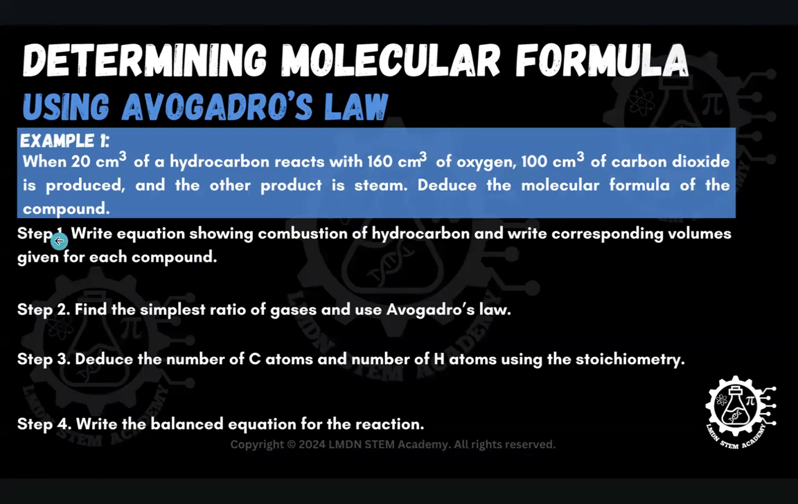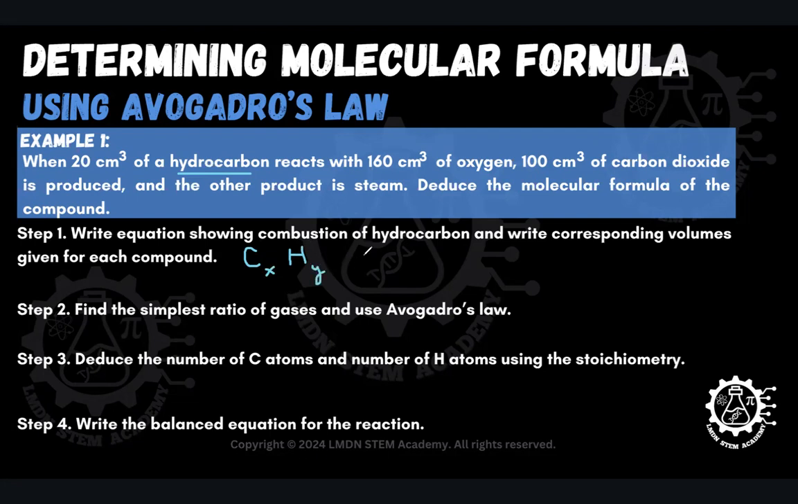So in step 1, we're going to write an equation showing the combustion of the hydrocarbon and then write the corresponding volumes that they gave us underneath each compound. So let's write the equation. Imagine we have the hydrocarbon. We don't yet know the amount of each atom that makes it up, but we know there's going to be a carbon in it and a hydrogen in it because it is a hydrocarbon. So let's assign X for the amount of carbons, and Y for the amount of hydrogens.